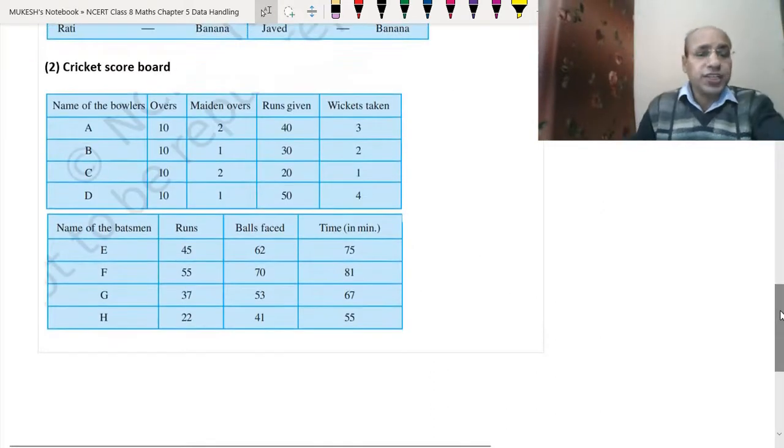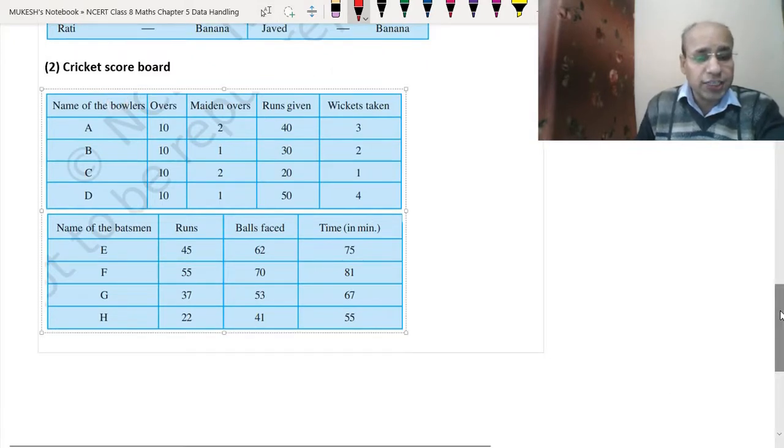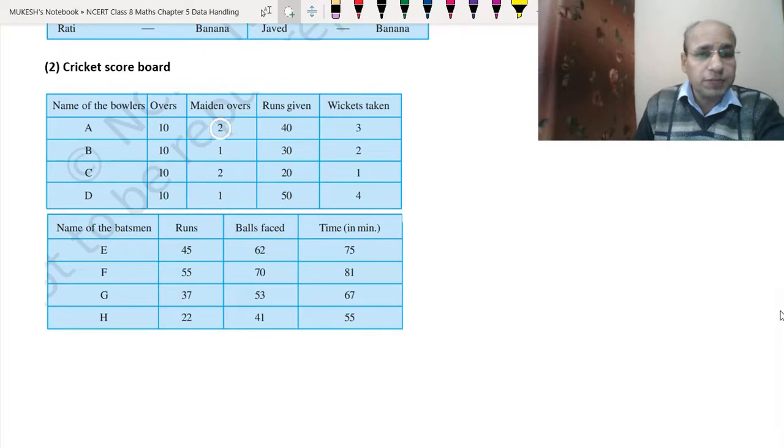As I told you initially, the cricket scoreboard. This is the scoreboard for the bowlers, and this is the scoreboard for the batsmen. Here we have 10 overs for each. A maiden over means no run was given. He has given a total of 40 runs and taken 3 wickets. So by using this data, we can come to know which bowler has performed very well.